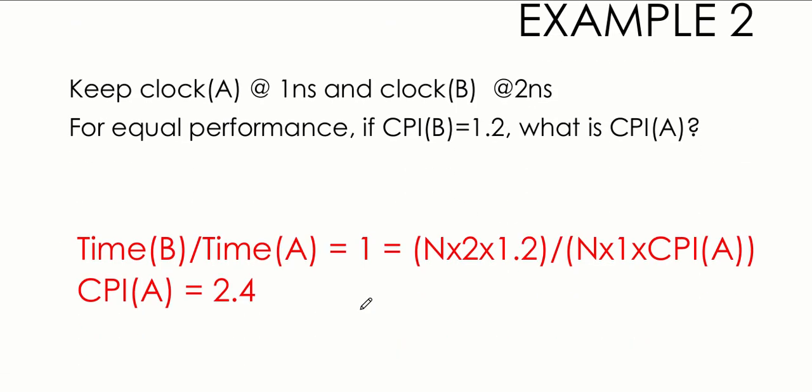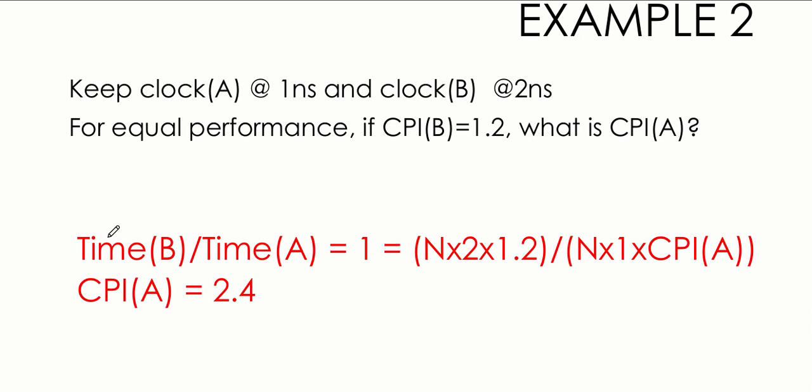Now, you can go ahead and have another question. For the exact same thing you saw, this time you are being asked a similar thing, but instead of being given everything and being asked to find the performance, they are trying to see, if the performances are the same, then what are you supposed to get for the CPI of A? They are saying keep the clock of A still at 1 nanosecond and the clock of B at 2 nanoseconds, so don't change their clock. Now, if we want equal performance and the CPI of B is 1.2, then what is the CPI of A?